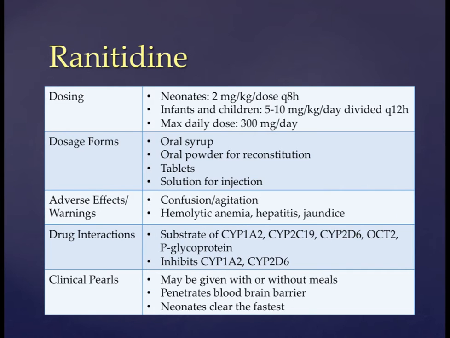Ranitidine is the last H2RA that we'll talk about, and if you'll notice the neonate dosing versus infants and older kids, neonates actually clear it faster, so their dosing is Q8 hours. This one is the most notorious for having the confusion, agitation, or altered mental status changes, but it is available in an oral syrup that's pretty sugary and tastes pretty good, so we do see it used pretty often.